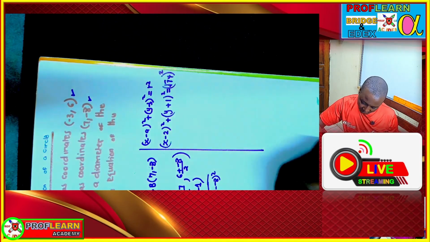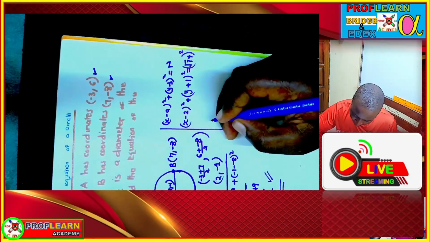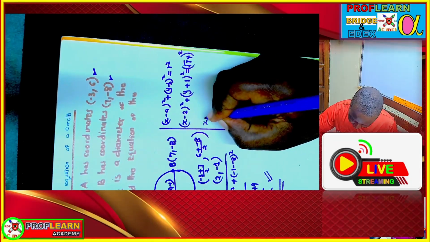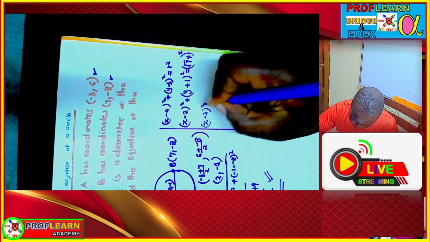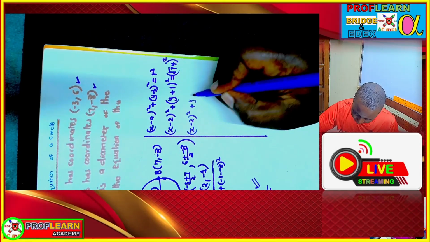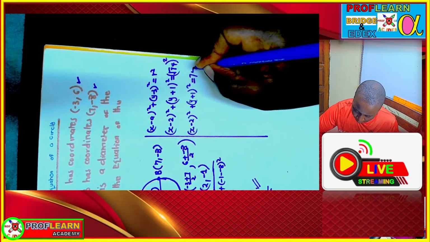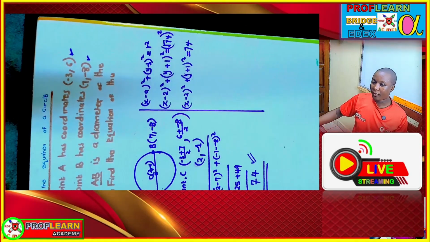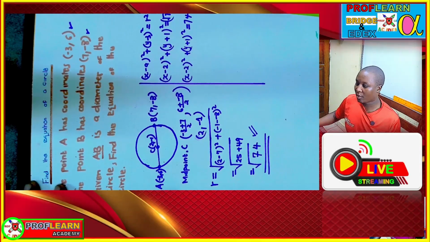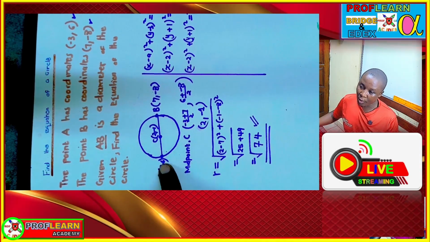The radius is the square root of 74, but the equation of a circle uses the radius squared, so we shall take the radius that we have gotten here and square it at this particular end. Therefore our equation now becomes x minus 2 squared plus y plus 1 squared is equal to 74. And now this becomes the equation of this particular circle when you are given the coordinates of the diameter.